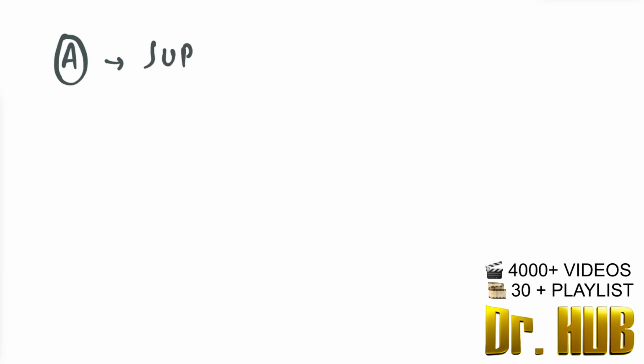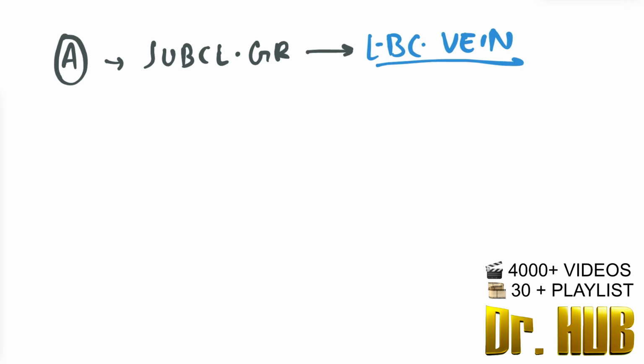Next, let's look at what is anterior to the subclavian groove. What is present anterior to the subclavian groove? The answer here is the left brachiocephalic vein, and this we already saw in the diagram.